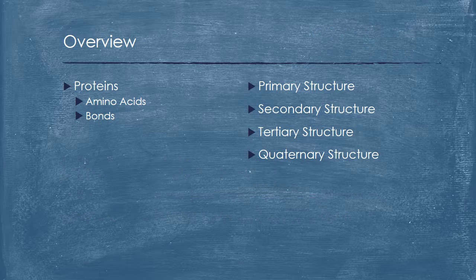So, here is a brief overview of what I'm going to be going over in this video. I'm going to be talking to you about proteins, amino acids, bonds. I'm also going to be talking to you, of course, about the primary structure, secondary, tertiary, and quaternary. And I'm going to be explaining those throughout this video, so stick along.